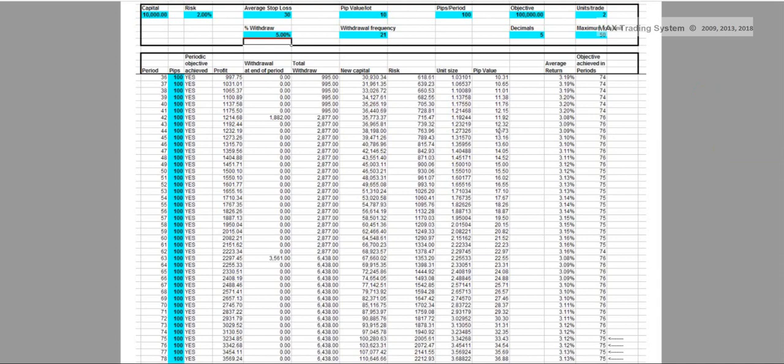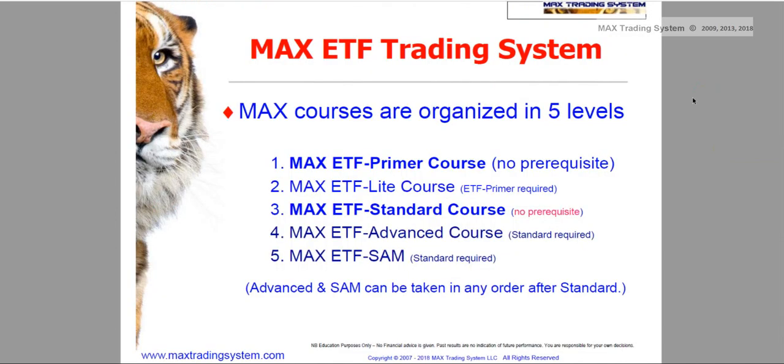So the trade size will depend also on the trading account, using the important concept of position sizing. As I have said, before giving the mic to Craig, in order for him to give you some more general information about the max, the max courses are organized in 5 levels, in 5 different courses.